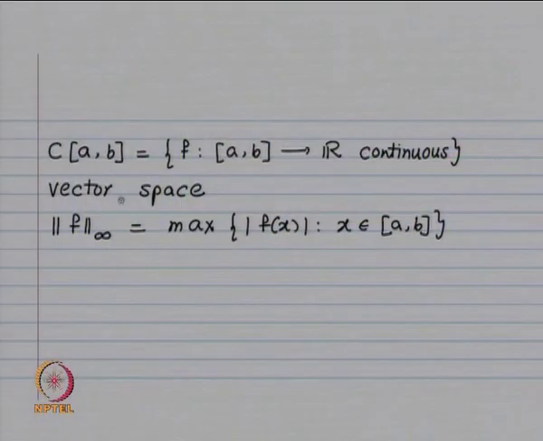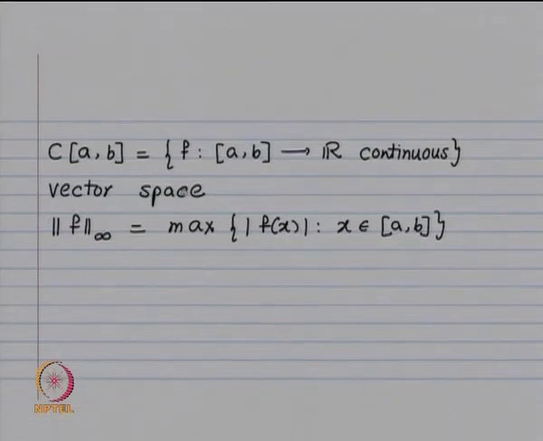So, our setting is going to be C a b, which is the vector space of real valued continuous functions defined on interval a b, and the infinity norm or the maximum norm of a continuous function f is the maximum of the modulus of f x when x varies over interval a b.